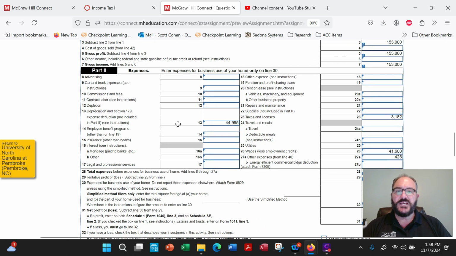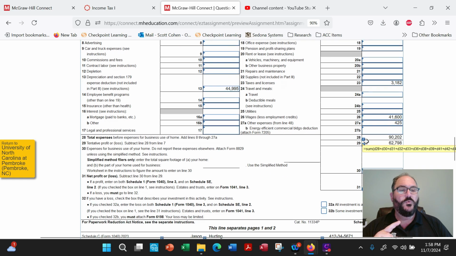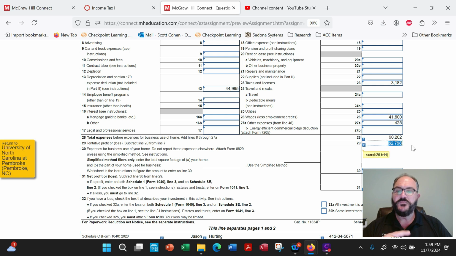Now all of those assets that he bought, the truck and those other things, there's that section 179, right? So remember, we're going to have to fill out the 4562. There's the taxes that he had, the other expenses. So when it all comes down to it, here's the wages. His tentative profit here was $62,000, right?